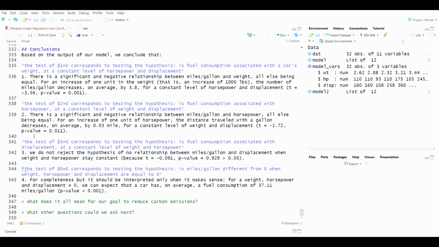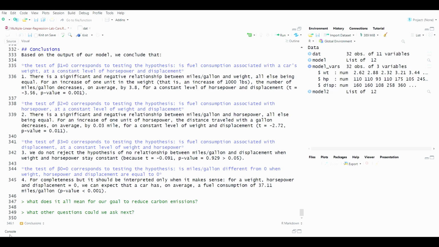Finally, just for completeness, the test of beta 0 equal to 0 corresponds to testing the hypothesis: is miles per gallon different from 0 when weight, horsepower, and displacement are equal to 0? This is for completeness, but it should be interpreted only when it makes sense. If weight, horsepower, and displacement were all set at 0, a magical car with 0 weight, 0 horsepower, and 0 displacement, we can expect that a car has, on average, a fuel consumption of 37.11 miles per gallon. And that's a significant intercept, but again, it doesn't mean very much since that car doesn't exist.